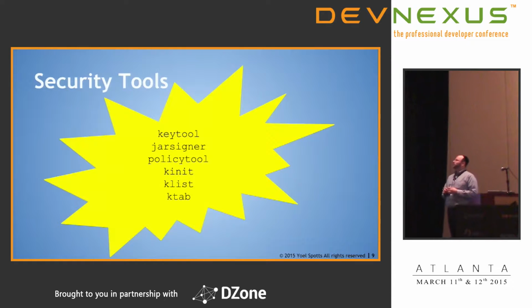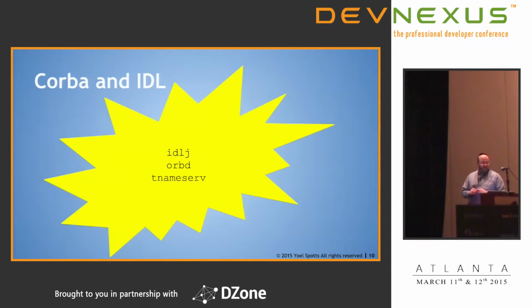All right, then we've got some security tools. So again, some of these I know I've used. keytool, I've used that one. jarsigner, I think I've used that a couple of times. policytool. The last 3, Kerberos, don't think I've ever touched those. And then we've got some really fun ones. We've got the CORBA and IDL tools. Now, backwards compatibility is a great thing, but at some point, these have got to die. I mean, it's just time.